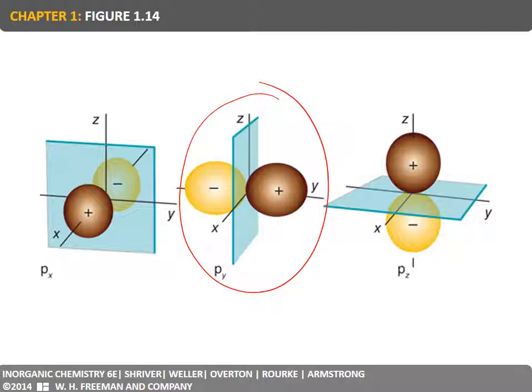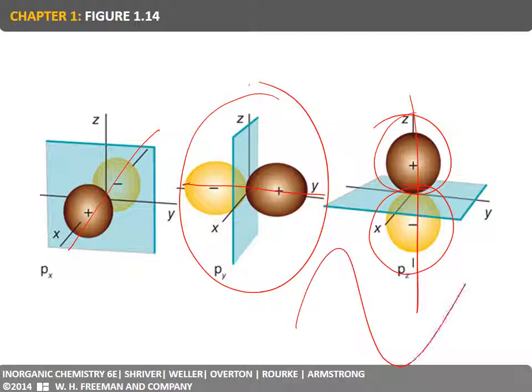So basically we have one in X, one in Y, and one in Z, the X, Y, Z Cartesian coordinates. The shading here, the dark and light brown, I suppose, simply represents the positive and negative amplitudes of the function. That's all, it's just a graphical representation.